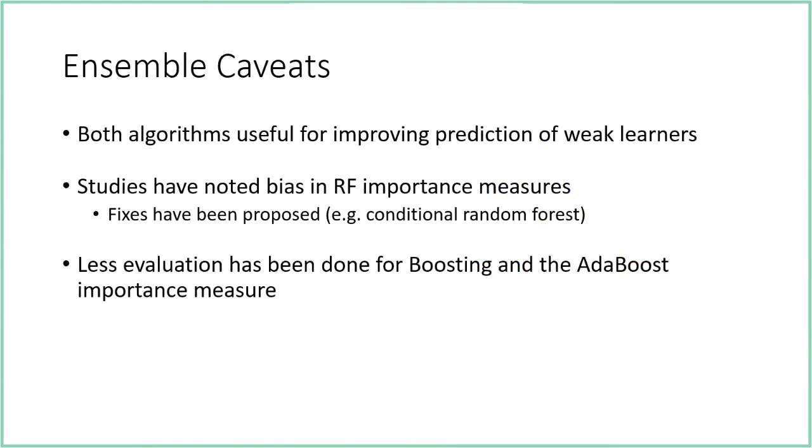Okay, some caveats about ensembles. As I've said, they're useful for improving the performance of CART or other classification regression tree approaches. But it has been noted that random forest importance measures have bias. If you have continuous predictors versus categorical predictors, it tends to favor and place more importance on continuous predictors. There are fixes that have been proposed in the literature. I would also say, looking at the boosting approach, there's less evaluation that I've seen for boosting and their importance measures compared to random forest. So random forest seems to be where people go.